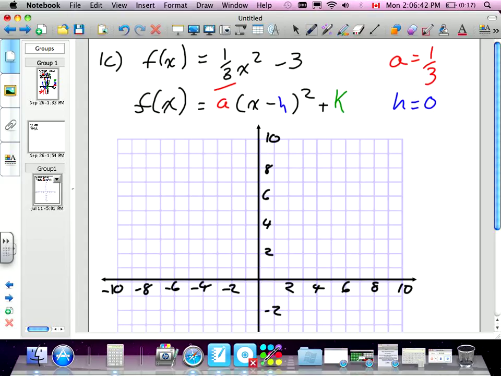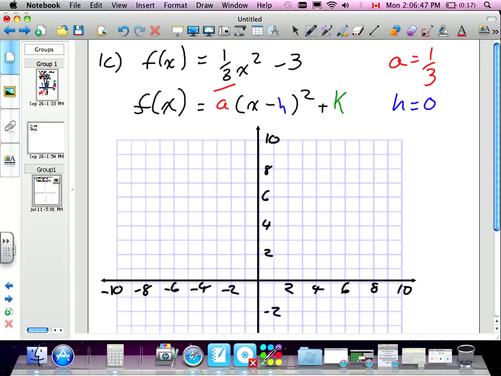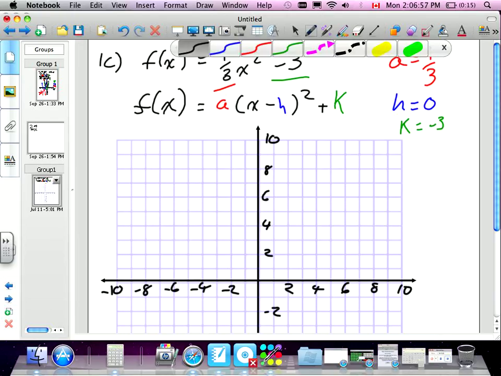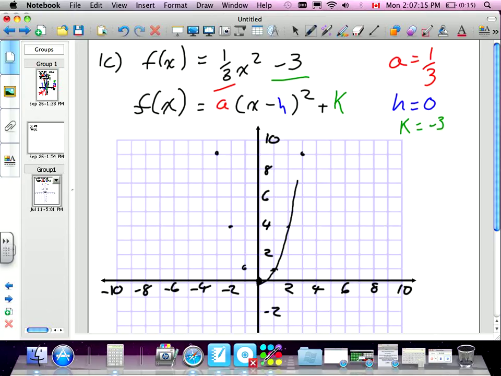Okay? And what about our value for k? -3. So k is equal to -3. So before I start making these movements on the parabola, I'm going to draw the original one. Vertex is at 0. Over 1, up 1. Over 2, up 4. Over 3, up 9. So we have our original parabola.